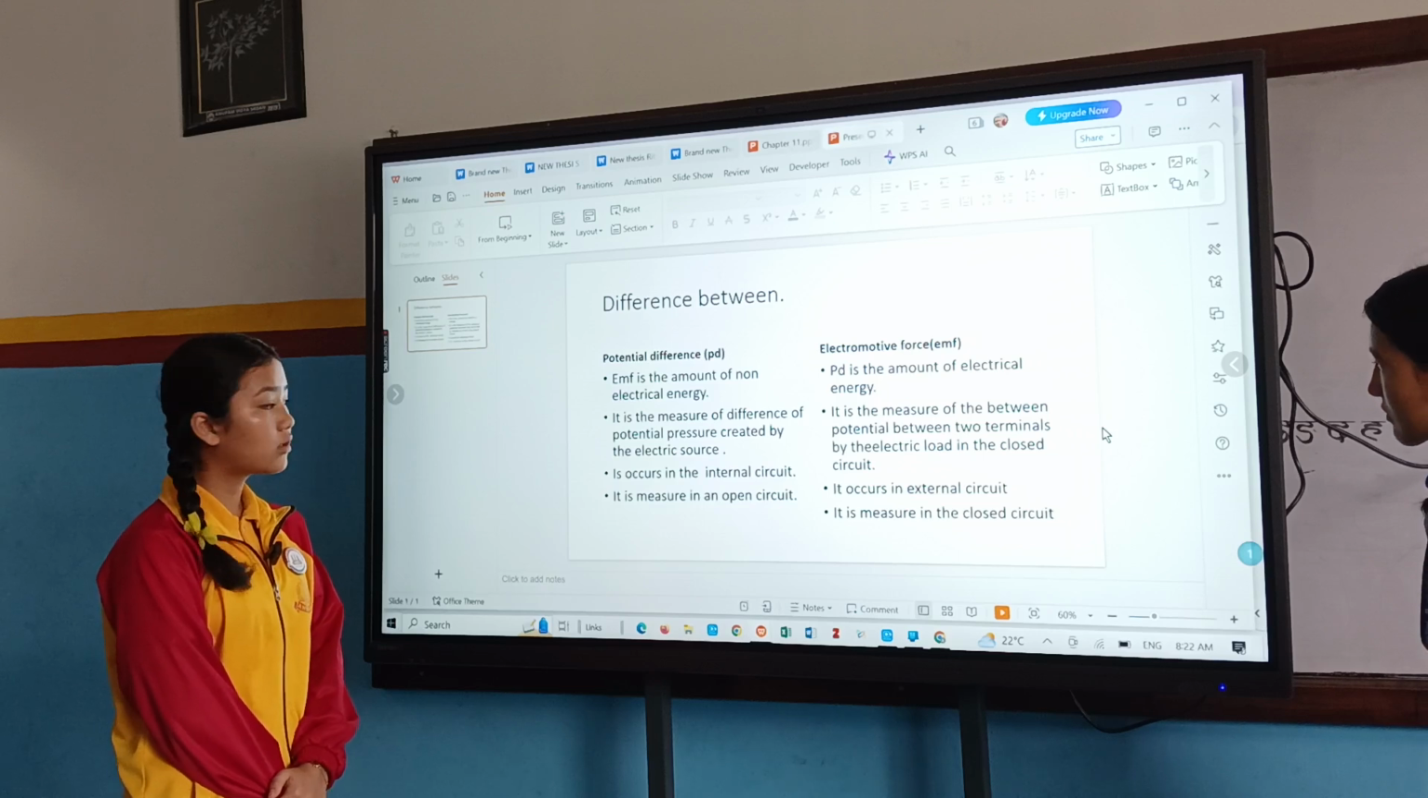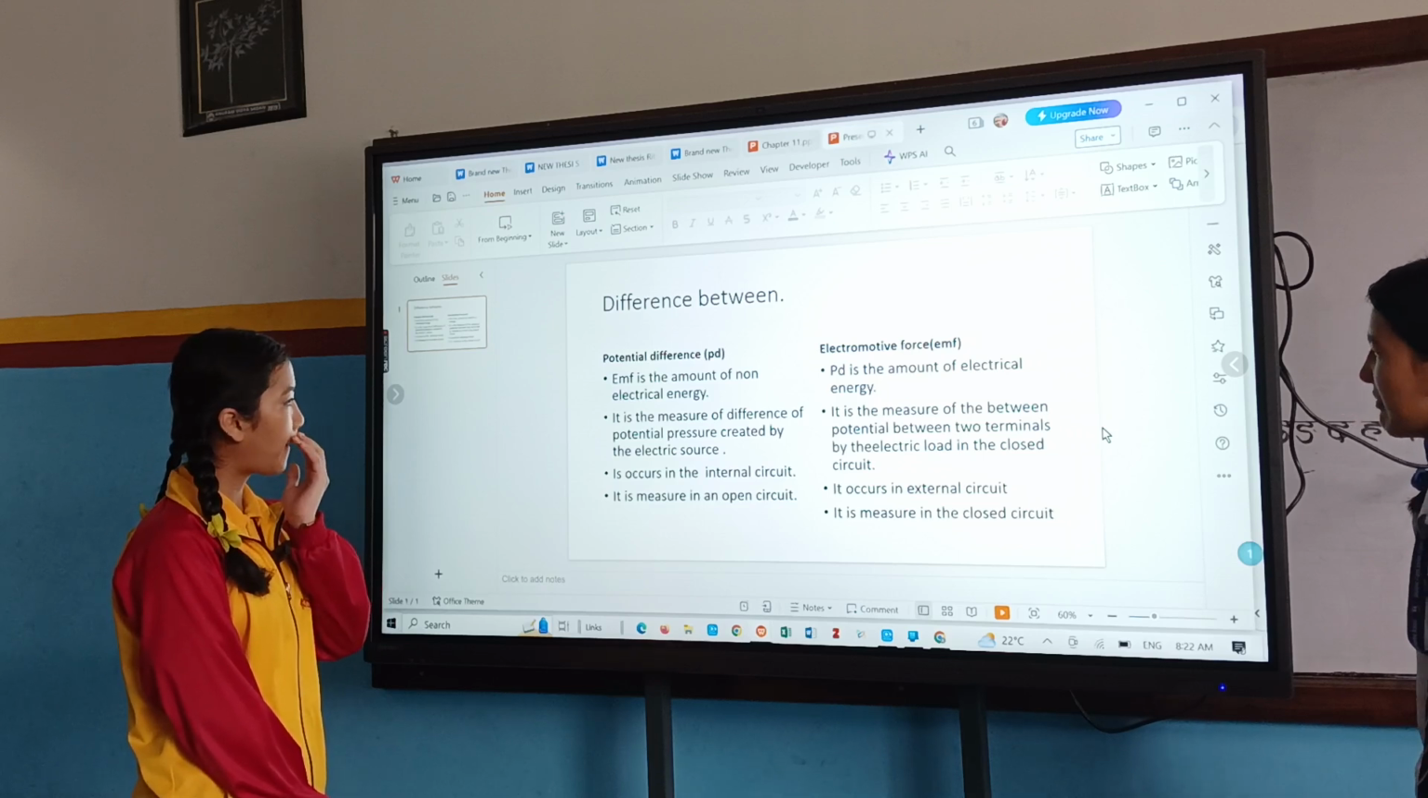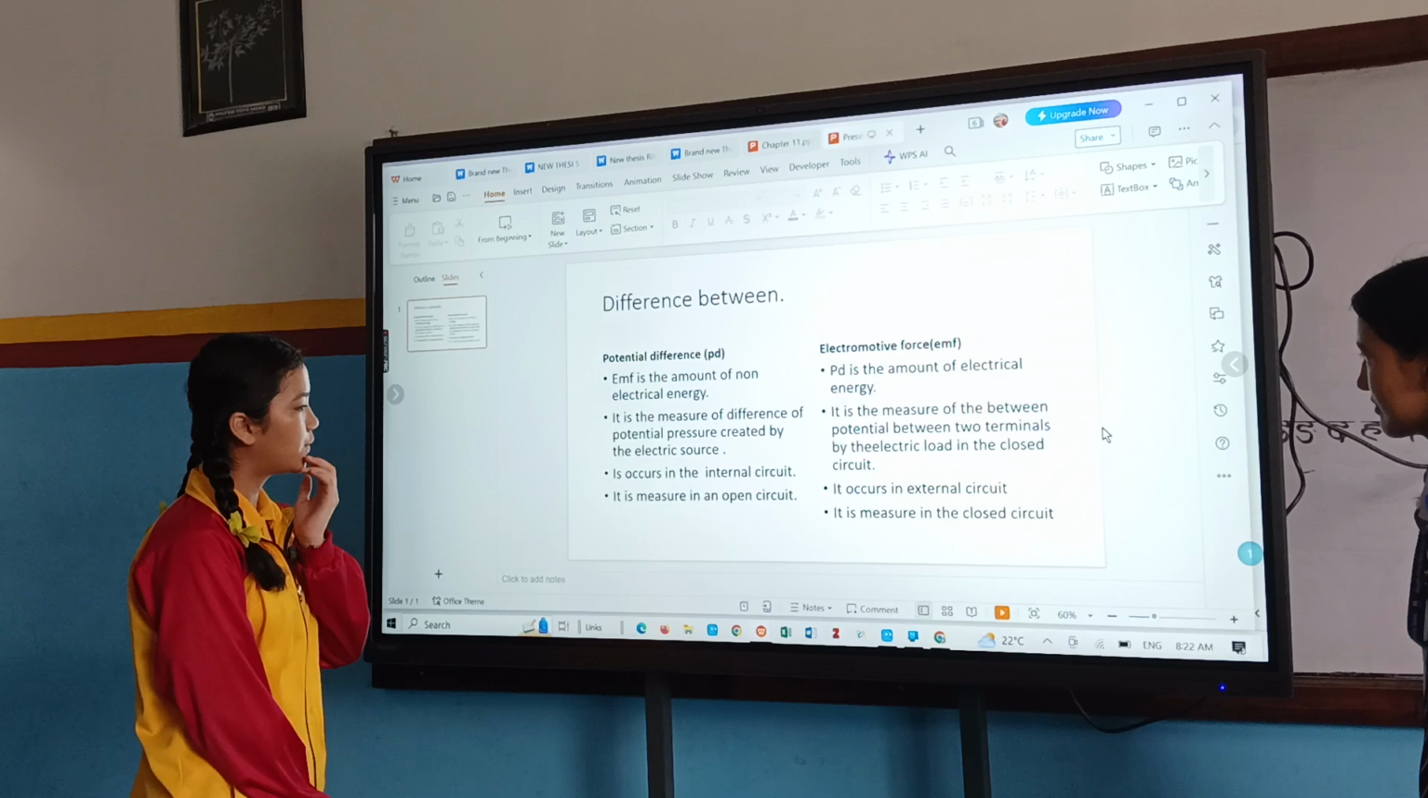It became opposite. And PD should be that side, EMF should be that side, isn't it? The heading became wrong, okay?